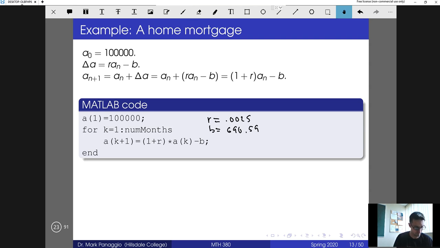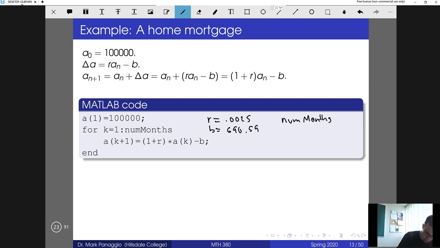All right, we talked about how to set up a difference equation in MATLAB before, so I won't go through this quite as carefully, but we do need to know how many months we need to simulate for, and so in this case, we should simulate for a total.